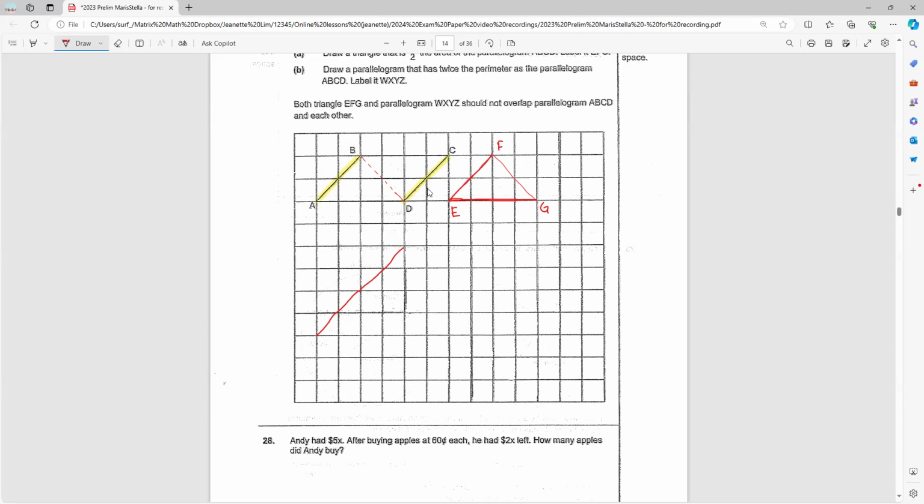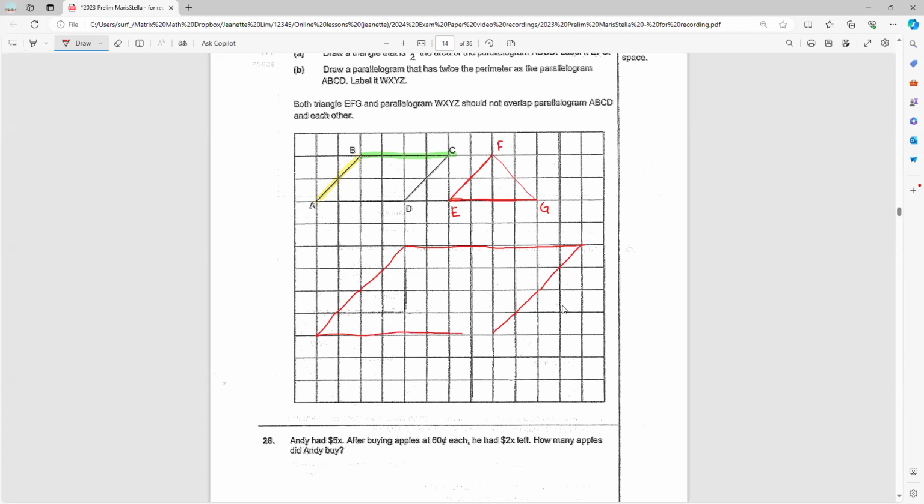Before I draw CD, I need twice of BC. Okay, twice of BC. BC is 4, so I need to go to the right by 8. 1, 2, 3, 4, 6, 8 here. Then from here, I do 2 down to the left, 2 down, 2 to the left, and then another 2 down, 2 to the left. Like that, okay? And then you connect.